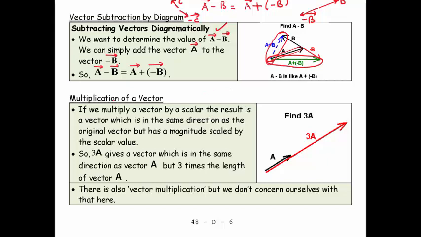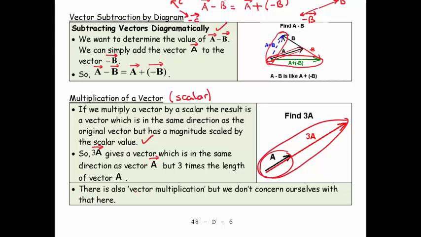And then the next one we might want to do is multiply a vector by a scalar, by just a numerical multiplication factor. If we want to multiply a vector by a scalar, the result is a vector which is in the same direction as the original vector, but has a magnitude scaled by the scalar value. So 3a gives a vector which is in the same direction as vector A, but 3 times its length. So if this is vector A, vector 3a has the same direction, but it has 3 times the length.